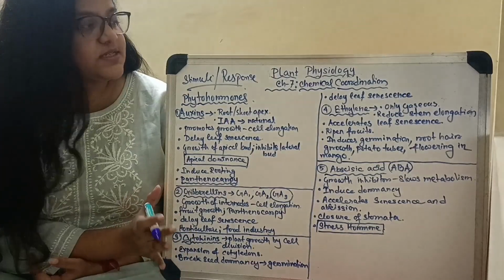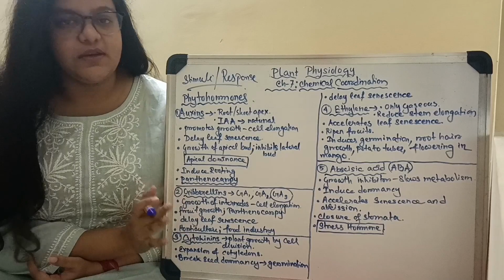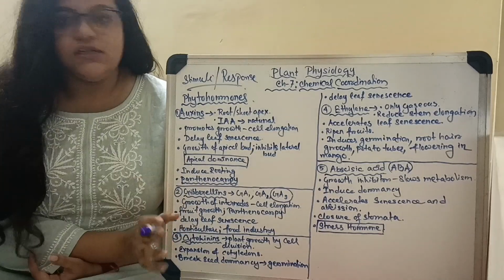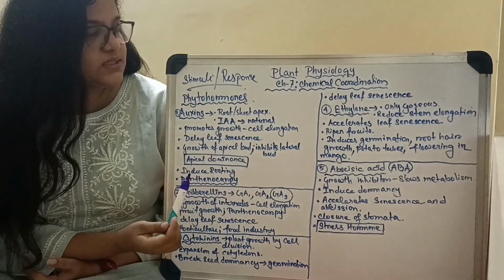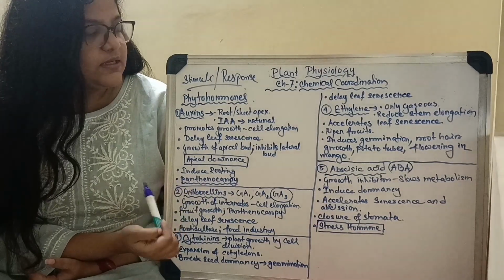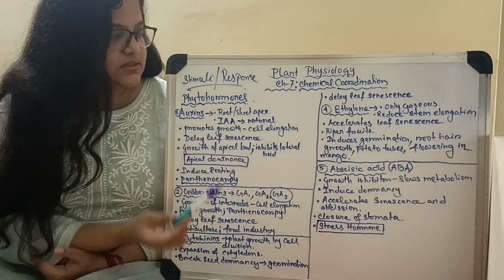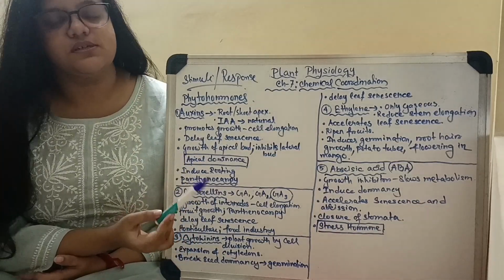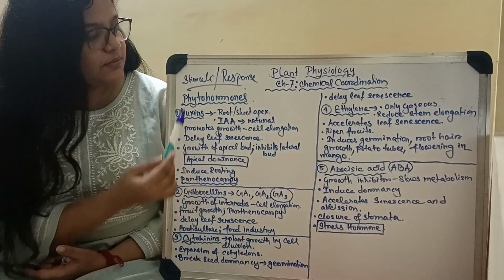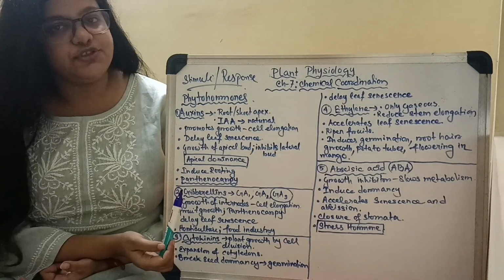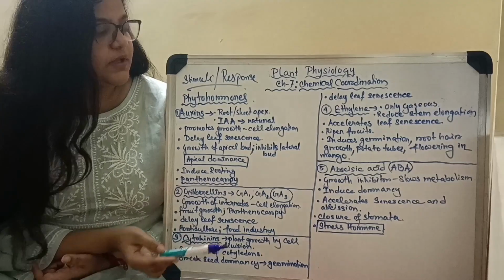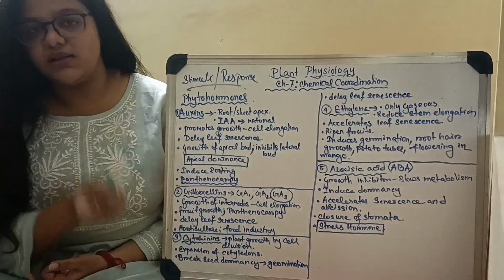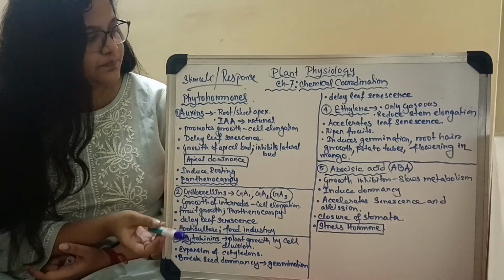So today we are discussing chapter 7 under plant physiology, which is chemical coordination in plants. Now, what chemical coordination in plants deals with is the stimulus and response system of the plants. Stimulus is any touch or any action on the body, and response is the answer to it, for any case.